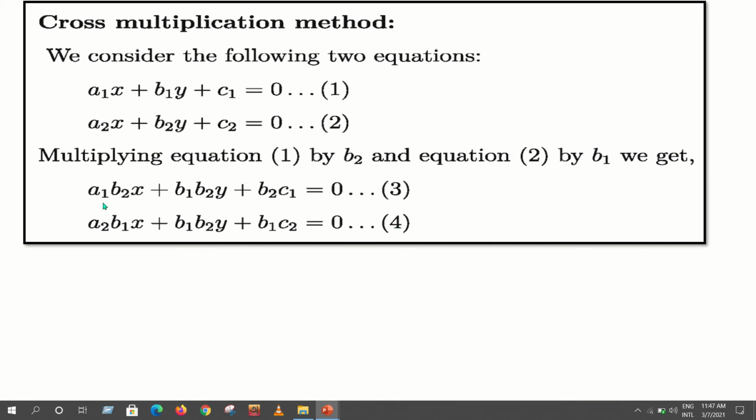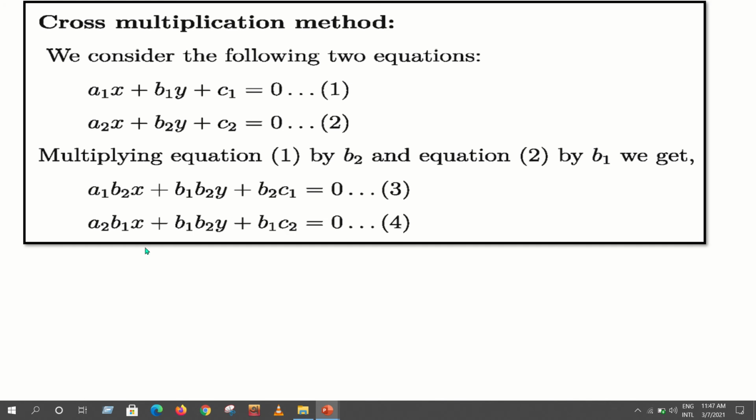Here we use the elimination method. That means we have to vanish either x or y. At first we will vanish y, so we have to make the coefficient of y the same. Here it is b1 and here it is b2, so we multiplied 1 by b2 and 2 by b1. As a result, this part will be the same. Clear? Now subtracting 4 from 3.